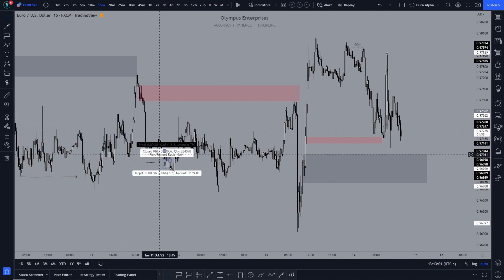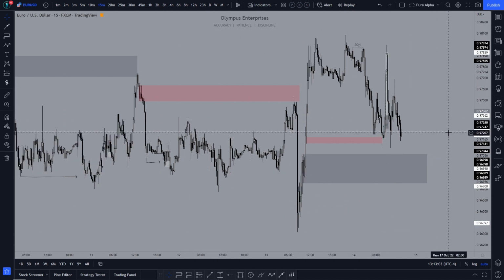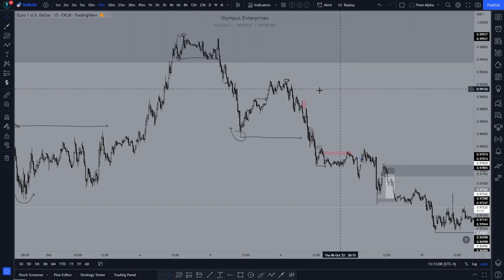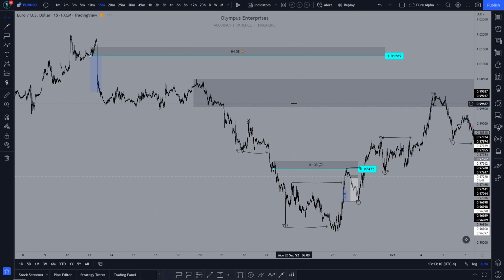We start to have the structural level form, price pulls back, I get my confirmations, then I go long. I really do need to clear all this, but this is the beauty of it all. I hope this made sense. If you do have any questions, feel free to reach out.